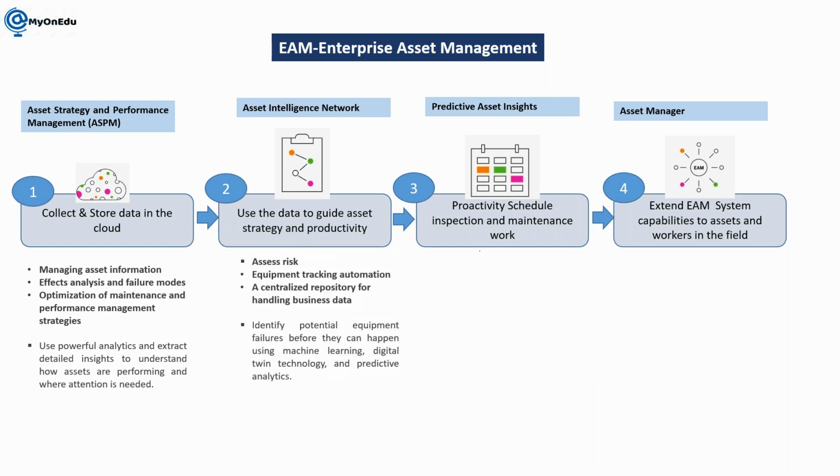Next, when we come to the asset intelligence network, it is a complete network which helps us to identify potential equipment failure before it can happen using machine learning, digital twin technology and predictive analytics. Predictive analytics is basically based on some prerequisite rules. You will come to know that yes, this is the case where we need to perform the maintenance for a particular asset. Here we analyze the risk, and equipment tracking automation will be there. Whatever activity you are doing will be tracked here.